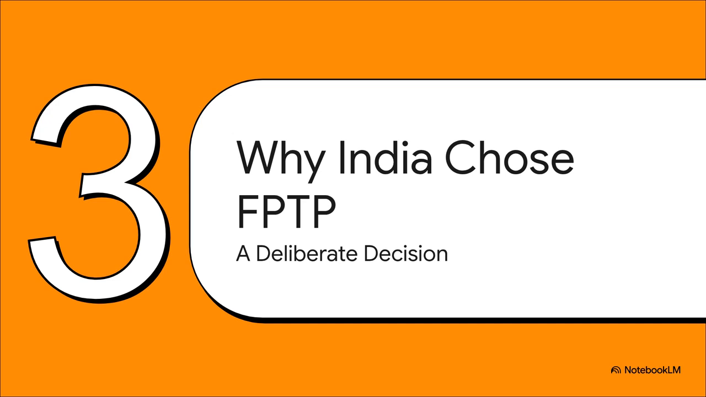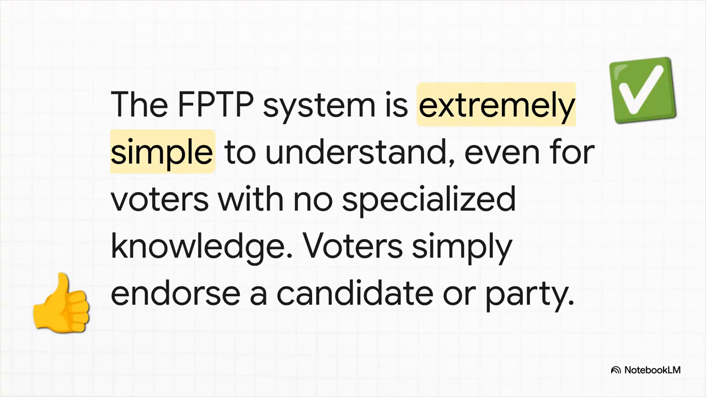Well, it wasn't a mistake. It was actually a very deliberate choice, and it was based on some really practical reasons for a brand new nation. The first, and maybe the biggest reason, was just simplicity. I mean, think about it. For a huge, diverse country with different levels of literacy, the FPTP system is incredibly easy to get.